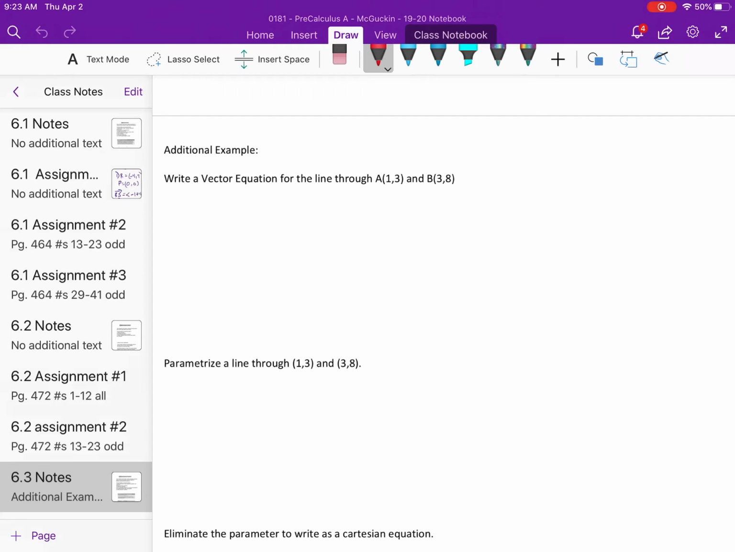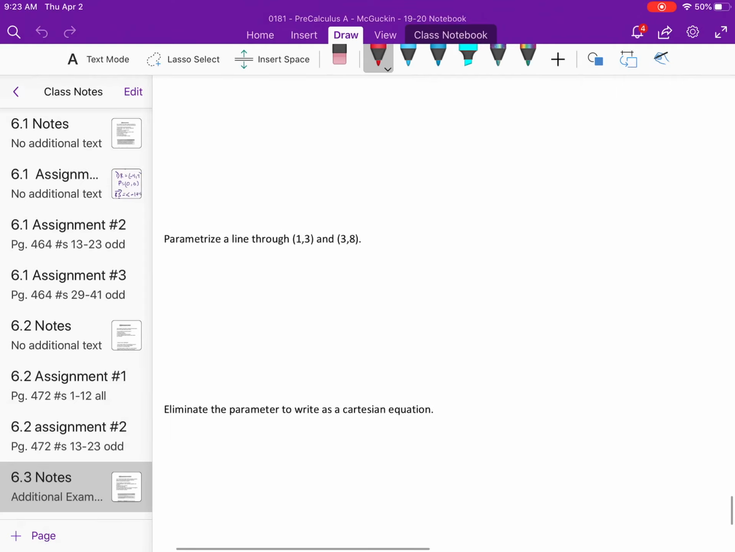We are continuing our discussion on the relationships between parametric equations and vectors and parameterization. In this video, we are going to specifically be discussing how to write a vector equation. We're going to talk about parameterizing a line, and we will also be discussing eliminating the parameter.